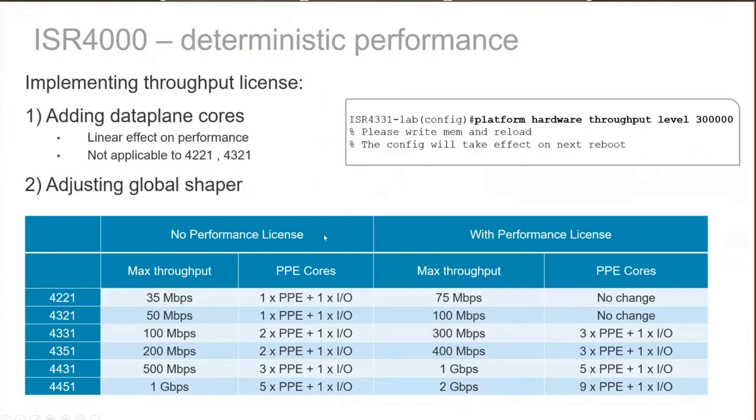In this table, these two columns give you the number of cores enabled and the maximum throughput by default. These are the default configurations, but with the performance license, more cores will be enabled, and that will enable higher throughputs. For example, on the 4451, 5 PPs will be there by default, which will give us 1 Gbps. But with the performance license, 9 PPs will be enabled, which will give us 2 Gbps of throughput. So this is deterministic performance. By default, you'll have a certain throughput. If you want to scale your network and want more throughput, you can enable it by licensing the same.